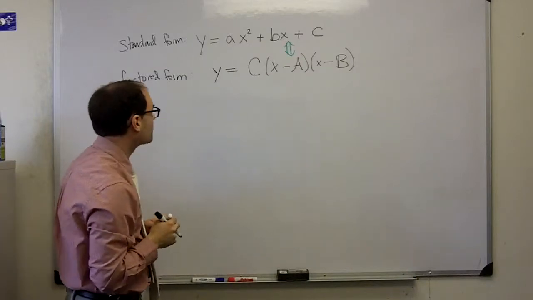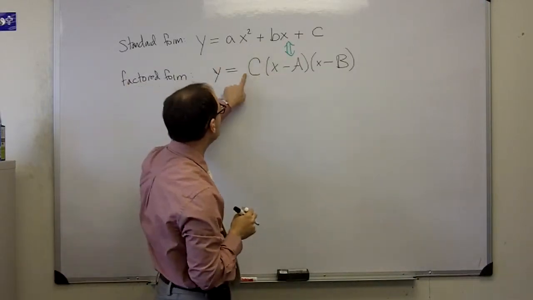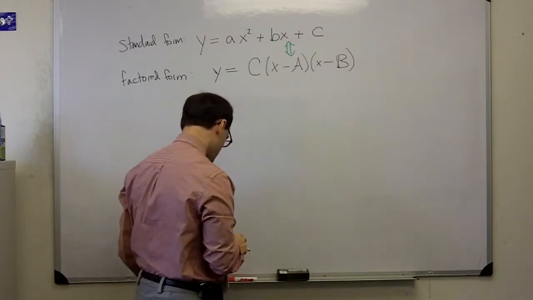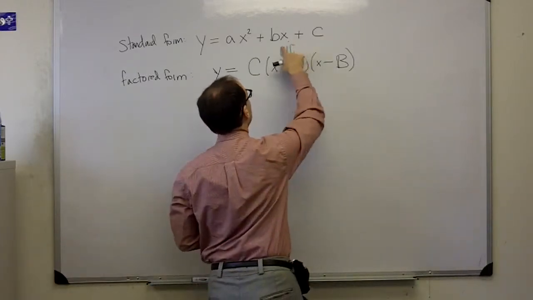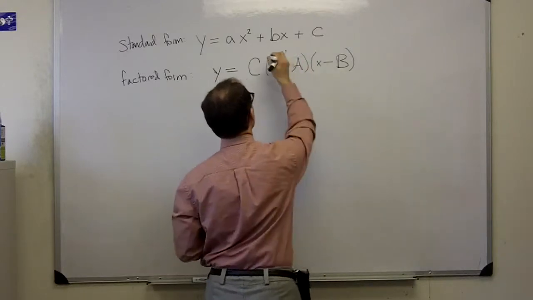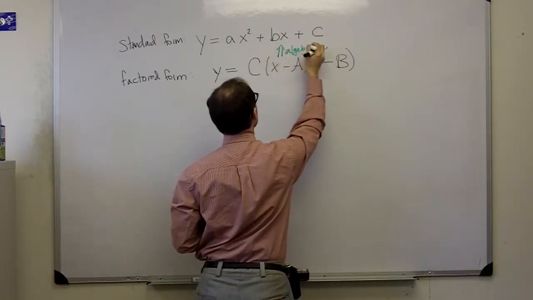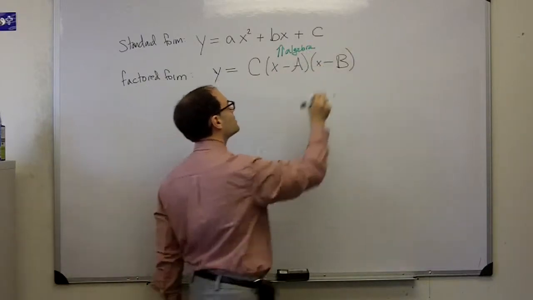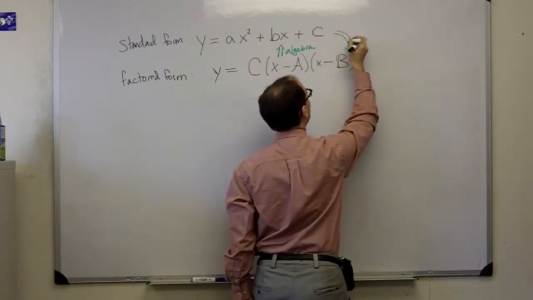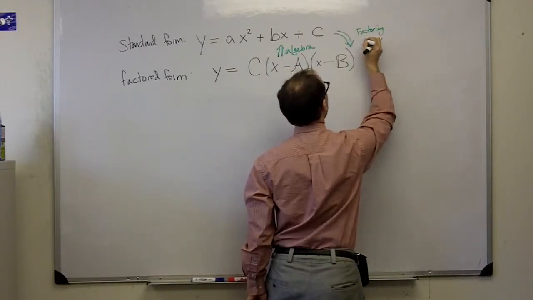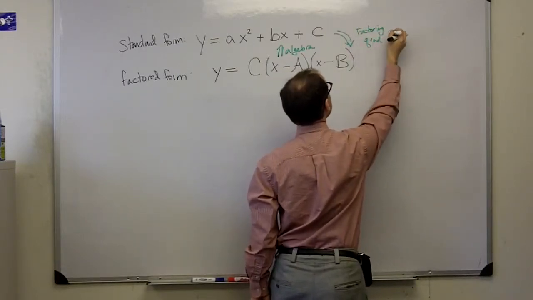Well, the path from this factored form to the standard form is actually very easy. So this way, here, this is algebra. Going this way is either factoring, if you can do it, or the quadratic formula.